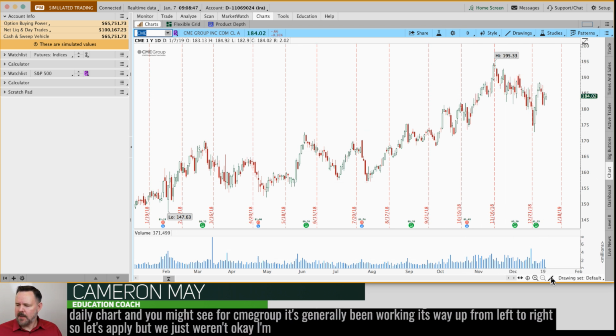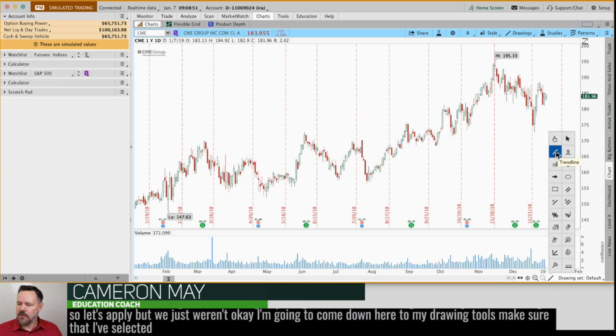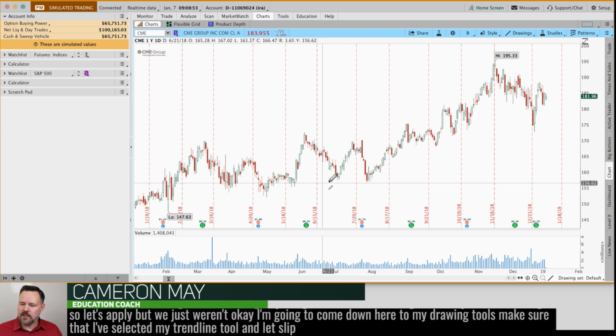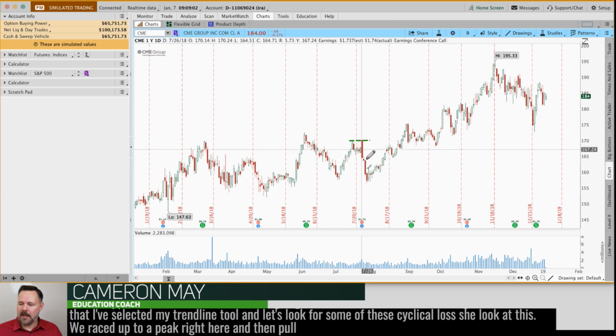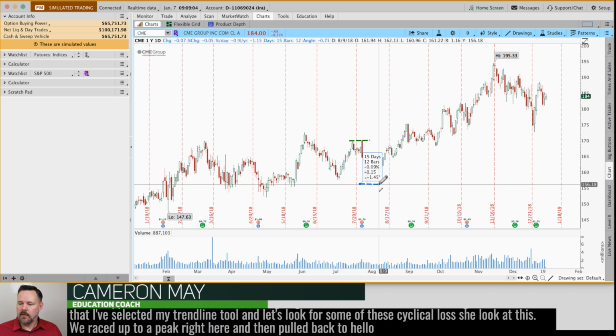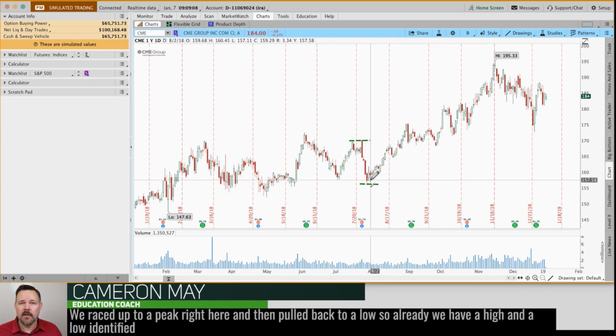Okay? I'm going to come down here to my drawing tools, make sure that I've selected my trend line tool, and let's look for some of these cyclical lows. So you look at this period, we raced up to a peak right here, and then pulled back to a low. So already we have a high and a low identified.